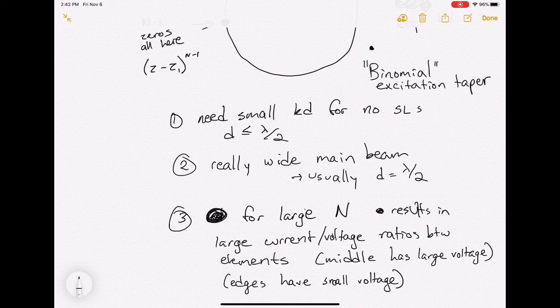So it's not especially efficient with the small elements, and you end up wasting some effort and wasting some power in order to get this mathematically very specific excitation. Those outside elements contribute to the pattern shape, but they don't do a good job of actually getting power out.